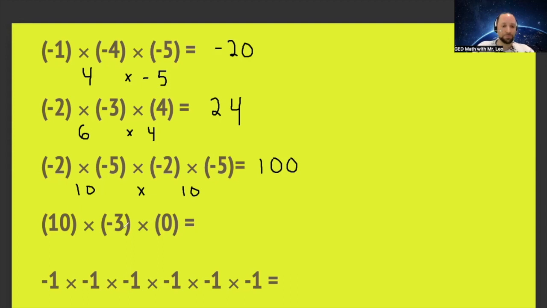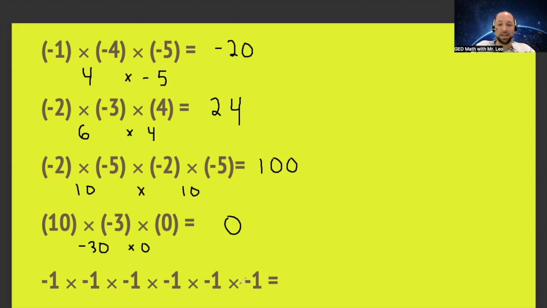Okay, how about this one? 10 times -3, that's -30, times 0. Anything times 0 is what? 0. And that is neither positive nor negative. The negative sign would go on the answer, but because it's 0, we leave it alone. Neutral, 0.